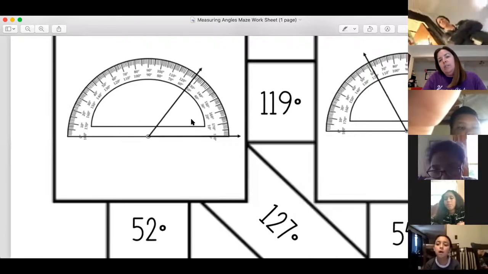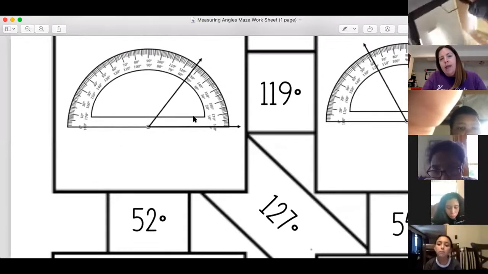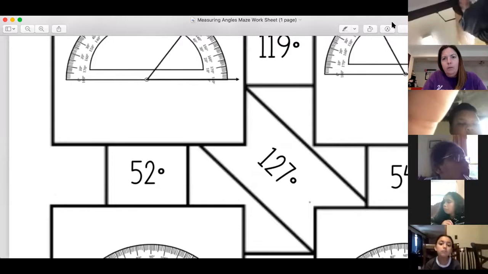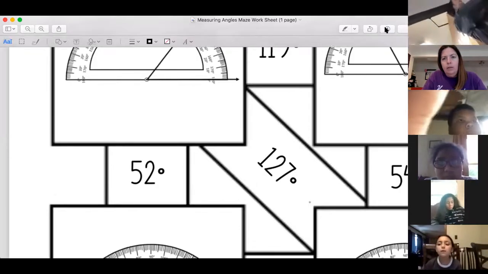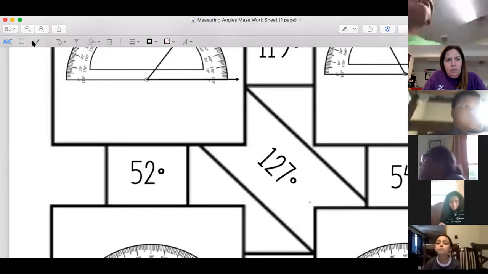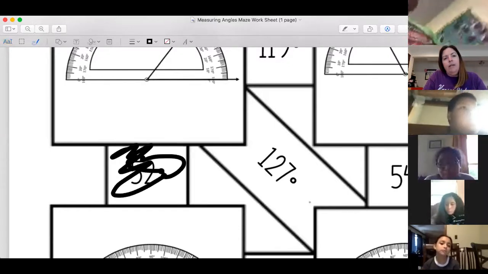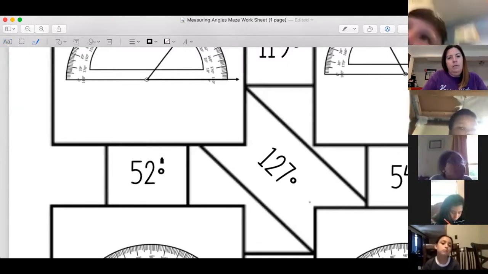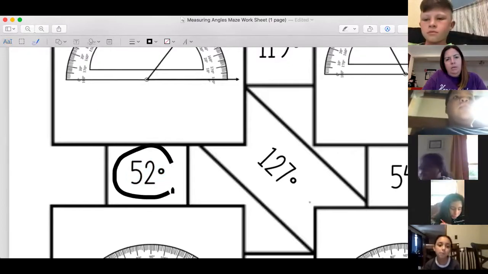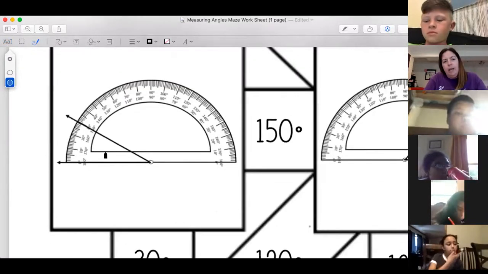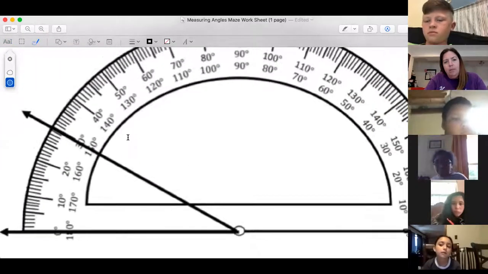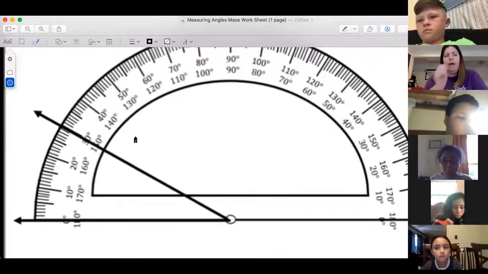If we're looking at this just for fun to work our way through a maze and our measurement is 52, we're going to move down here. We're going to move down this direction, right? All right. So if we're going to move this direction and we look at this protractor, somebody unmute yourself and tell me, what's the measurement here so I can find my path through my maze?